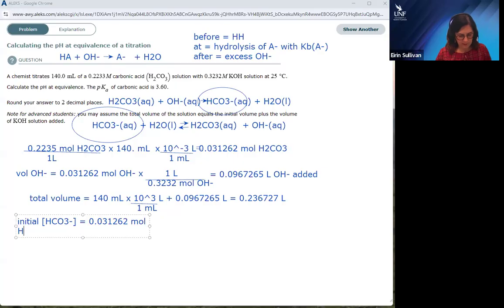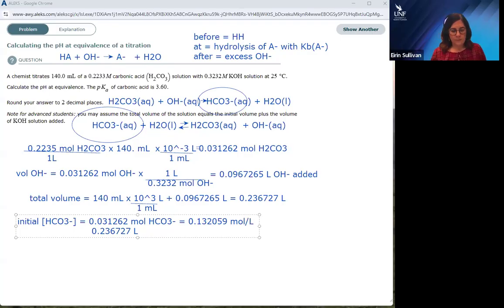0.031262 moles of HCO3 minus, and then divide that by the total volume, which is 0.236727 liters. So that's going to give me a concentration in moles per liter, which comes out to be 0.132059 moles per liter molarity.